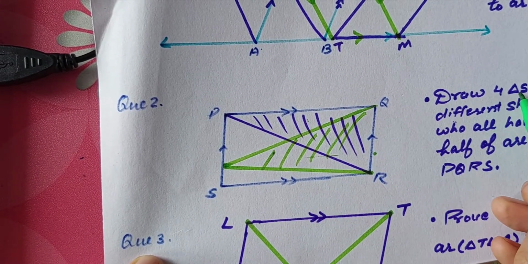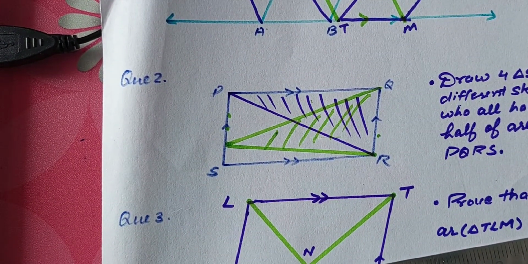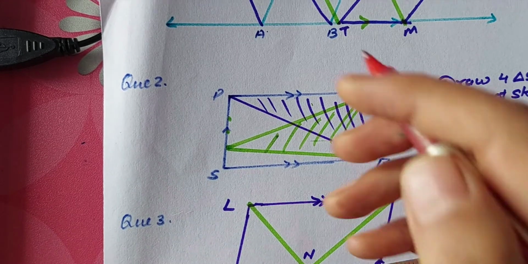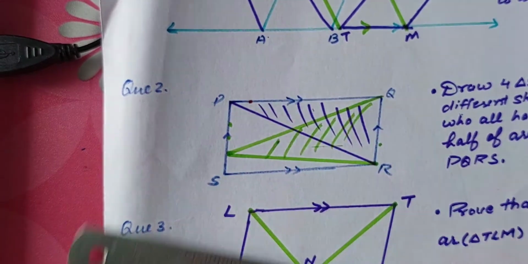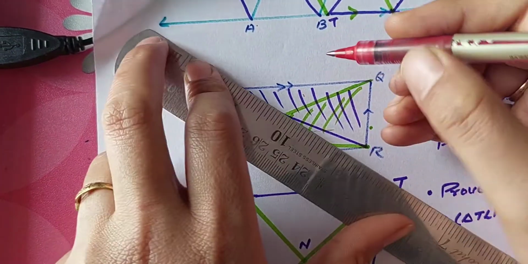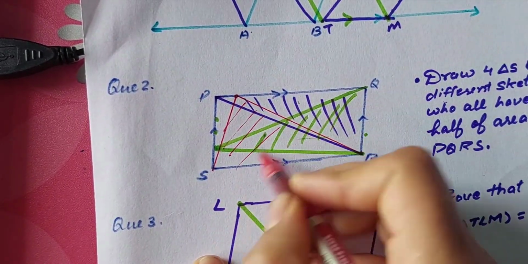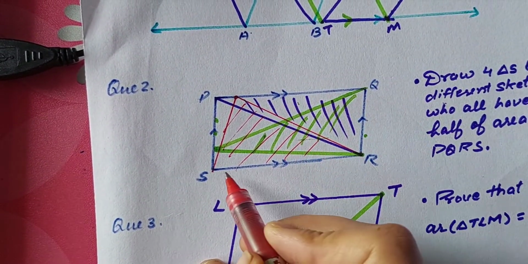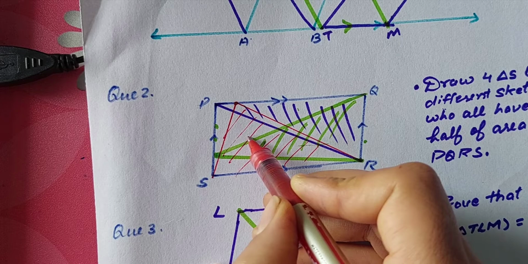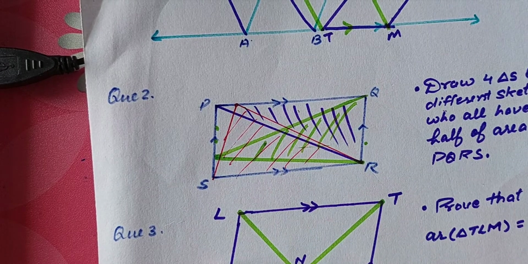I just asked you to make four triangles. You can choose four different points on this line, or you may also make one more triangle on the other side. I can choose this point, and I can make this red triangle here. Now the area of this red triangle is equal to half of the parallelogram, because the base is the same and the height is also the same. So this is half of PQRS, green is half of PQRS, purple is half of PQRS.